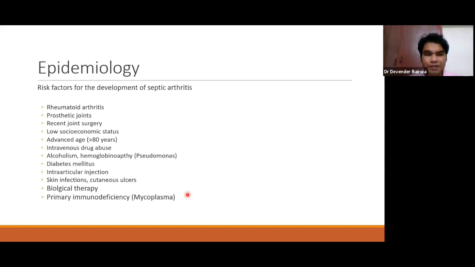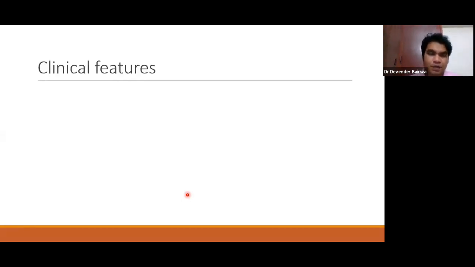In cases of diabetes, intra-articular injection history, if there is a skin infection near the joint, after biological therapy like TNF inhibitors or other biologicals, as well as in PID cases. It means primary immunodeficiency cases. In primary immunodeficiency cases, Mycoplasma can be there, and Mycoplasma leads to a severe deforming arthritis in these patients. So these are the risk factors for development of septic arthritis.